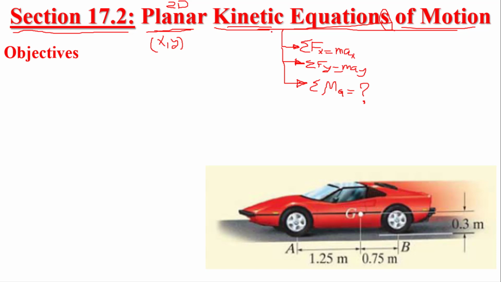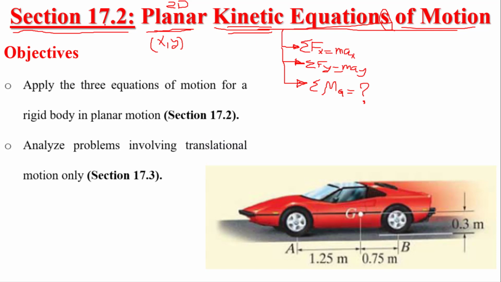Kinetic equations. As we said earlier, kinematics means distance, displacement, velocity, acceleration. Anything related to kinetics means we start dealing with force. So the objective for section 17.2 is to apply three equations of motion. The first two equations are related to translation, and the third one, as you can tell, is moment. This is related to rotation. So we have three equations of motion for a rigid body in planar motion.